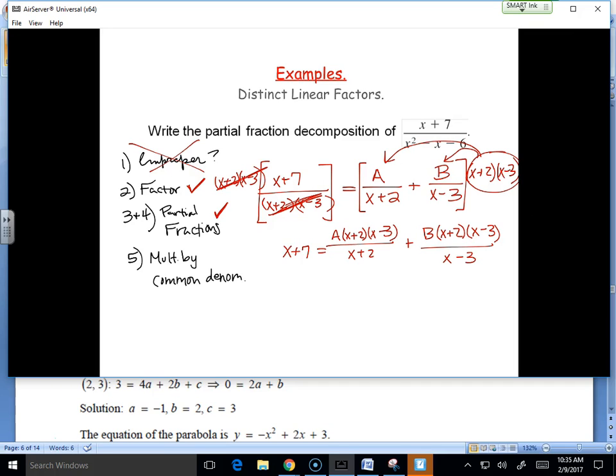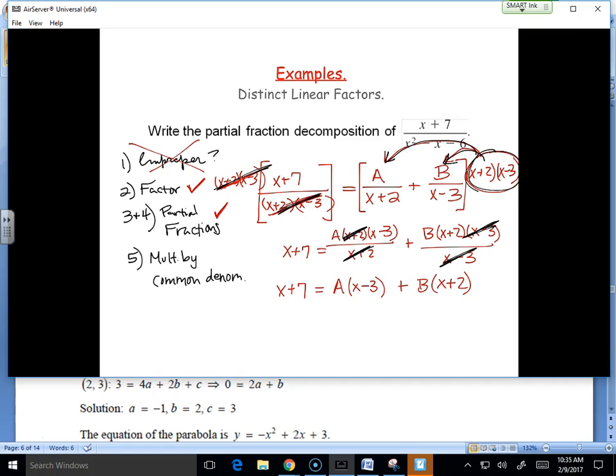What's going to happen to the a part when you bring in the denominator? The x plus 2 is going to cancel, just like it canceled with the shared top and bottom. What's going to happen over here with the b piece? The x minus 3 is going to cancel. Now careful, this whole thing, once again, has to go to both pieces. So I'm going to have remaining the following: x plus 7 equals a times x minus 3 plus b times x plus 2.